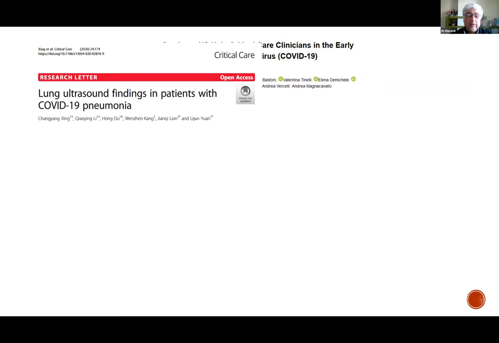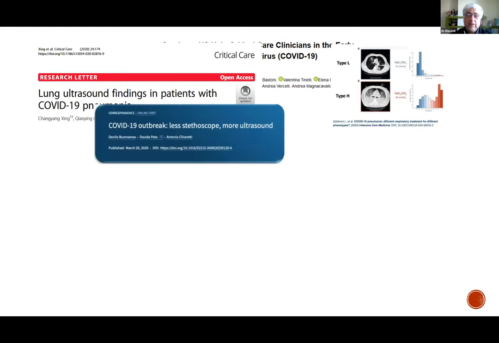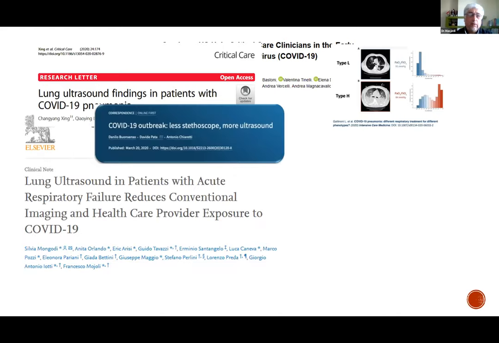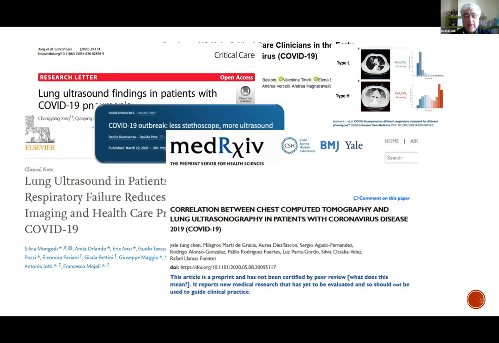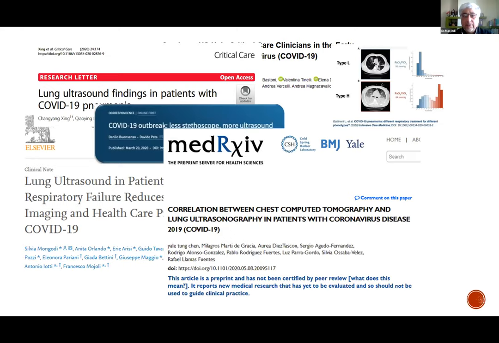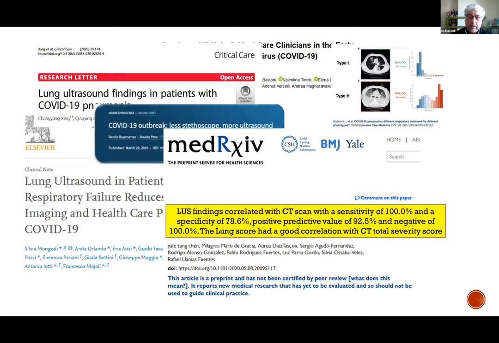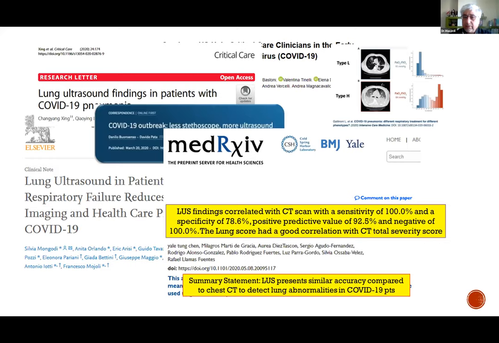There are multiple articles in the field of COVID and the use of lung ultrasound compared with chest CT. And one of the latest articles comes from 3 days ago. They summarize that lung ultrasonography presents similar accuracy compared to chest CT to detect lung abnormalities in COVID-19 patients.